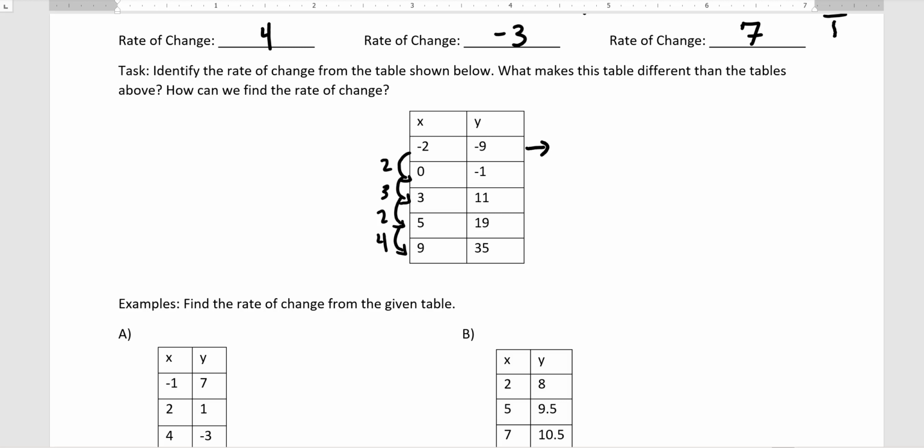What would this line tell us? X is negative 2, y is negative 9. That'd be the point (-2, -9). And what's this point telling us? (0, 1), right? X is 0, y is 1.